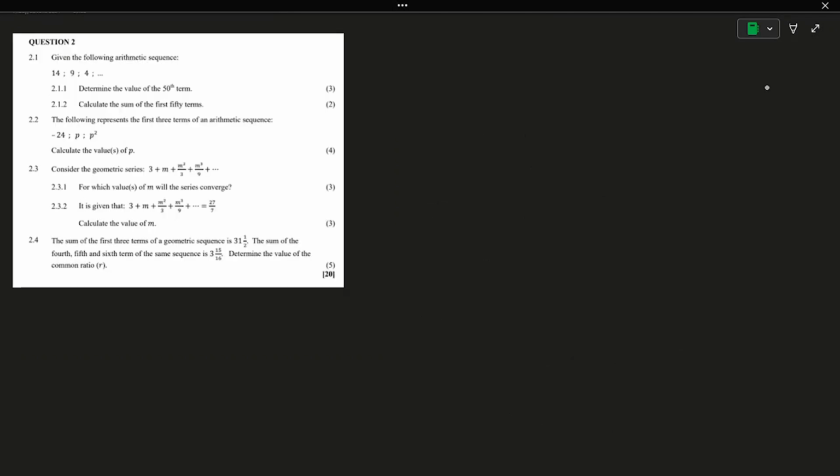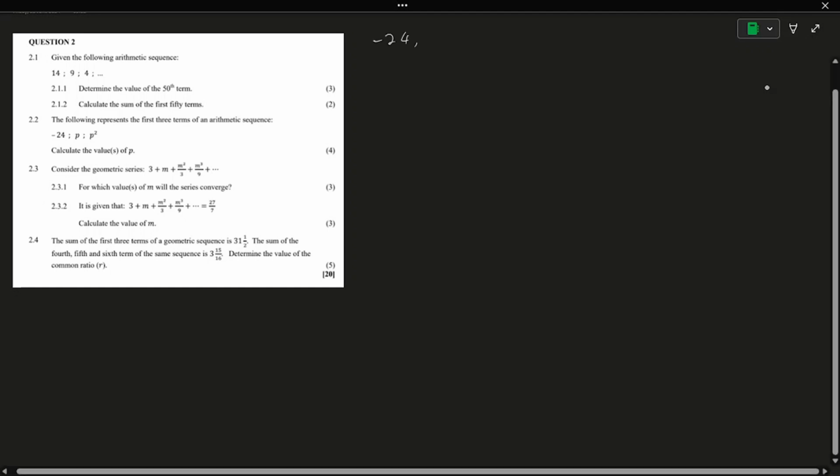Question 2.2 says, the following represents the first 3 terms of an arithmetic sequence: -24, p, p squared. Calculate the values of p. We know that if we have an arithmetic sequence, -24, p and p squared, we can find the common difference. So in other words, T2 minus T1 equals T3 minus T2, which is equal to the common difference. So this will help us to find what p is. So I'll just say this implies each other so that we don't have the d right there.